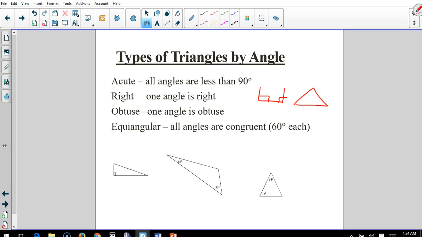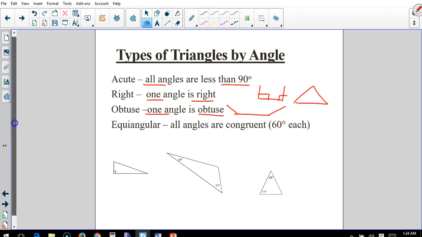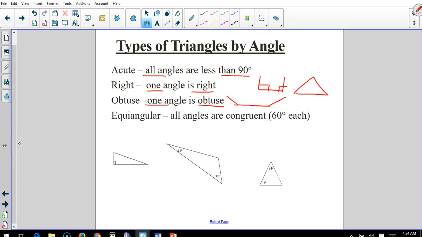You can only have one obtuse angle. Because if you have an obtuse angle here, and an obtuse angle here, there's no way to make a triangle out of that shape. So you can only have one obtuse, one right. And acute, they're all acute. Now, we also have equiangular, meaning equal angles. And that's when all of them are 60. It's actually called, we'll be referring to this later, a 60-60-60 triangle.